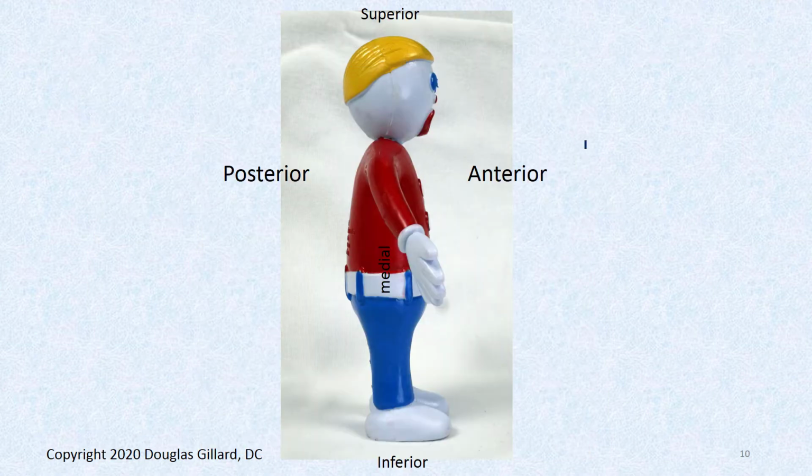If we take a look at the side of Mr. Bill, there's anterior, there's posterior, there's superior, there's inferior. Okay? I mean, if this is a lung, let's draw a lung here.